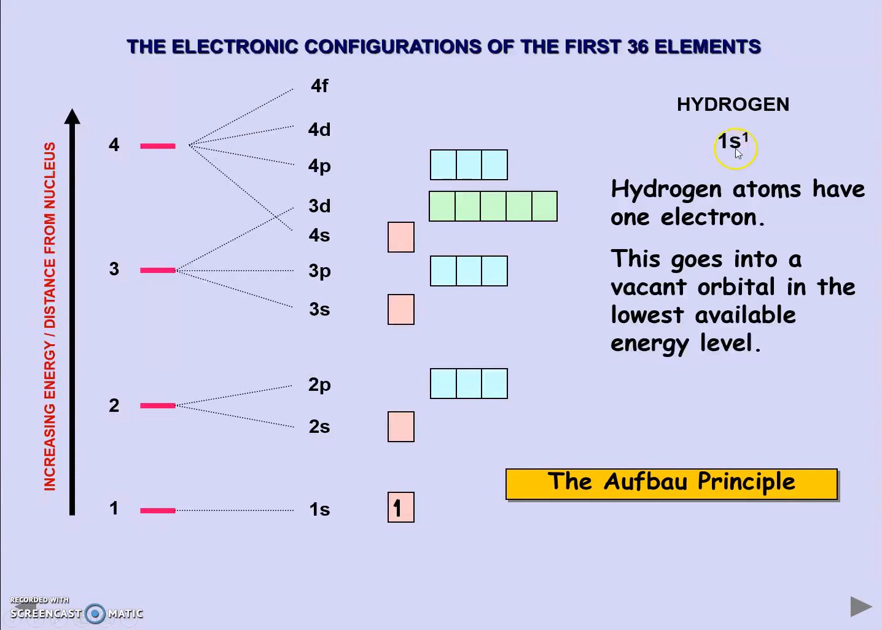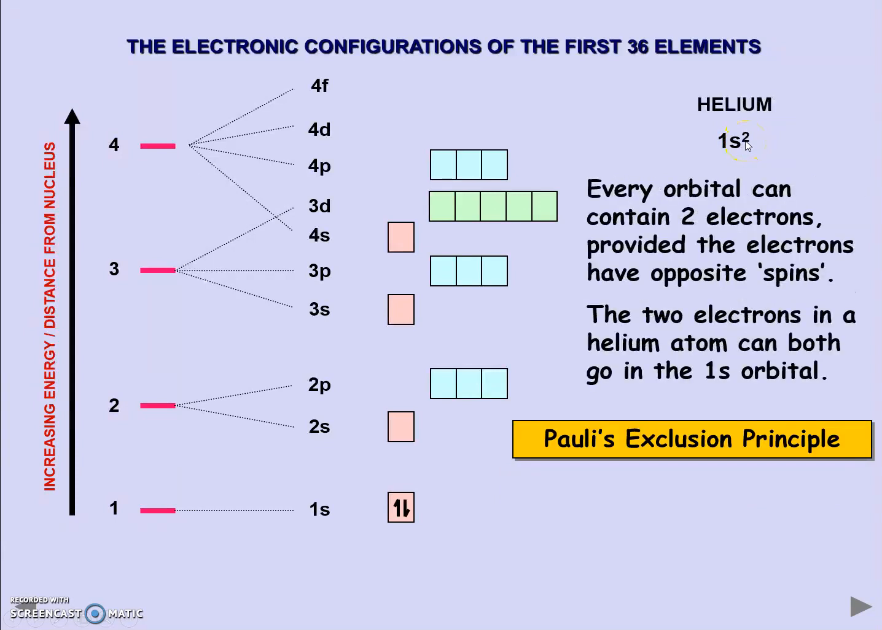Principal quantum number, the subshell, and the number of electrons in there. Okay. Helium. Now helium's second electron goes into the lowest available energy level, which is still the first energy level, but when it's in this orbital here, it must have opposite spin. So that follows Pauli's exclusion principle. Okay, so the electron configuration for helium is written as 1s2.